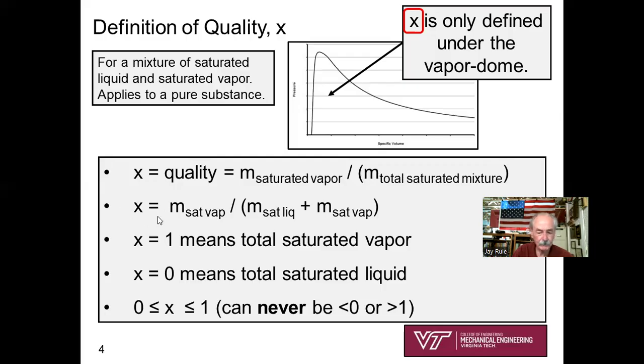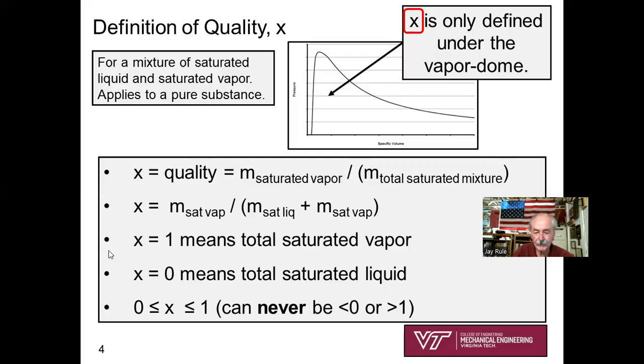Okay, so we want to take it one step further. We think about what we've got. Numerator, the mass of the saturated vapor, divided by, let's see, the denominator. Well, the denominator is made up of two things, isn't it? The saturated liquid plus the saturated vapor masses.